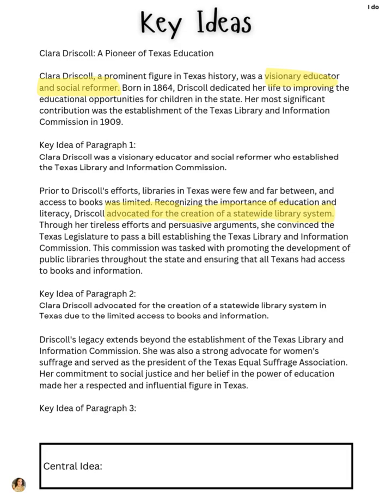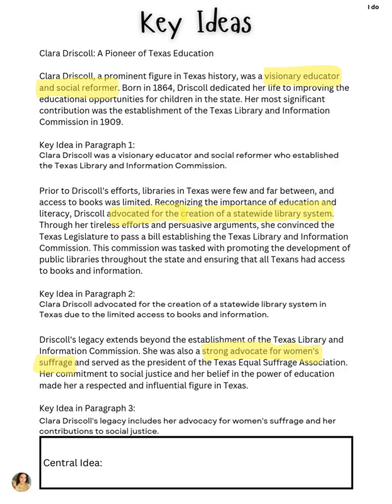The last sentence is, her commitment to social justice and her belief in the power of education made her a respected, influential figure in Texas. So honestly, I think that sentence just kind of summarizes the whole passage. So for this paragraph, I think we will stick with the strong advocate for women's suffrage. I think it's that second sentence that is the key idea. So go ahead and underline it and write it in the blank provided.